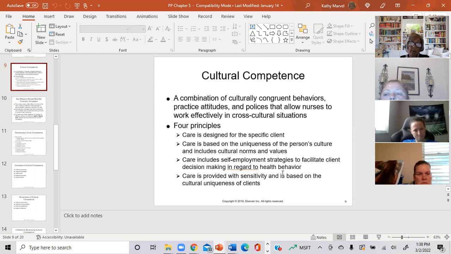And then here's my favorite. It's my favorite slide of the whole class. Cultural competence: a combination of culturally congruent behaviors, practice attitudes, and policies that allow nurses to work effectively in cross-cultural situations. And there are 4 principles to cultural competence, and these are them right here.